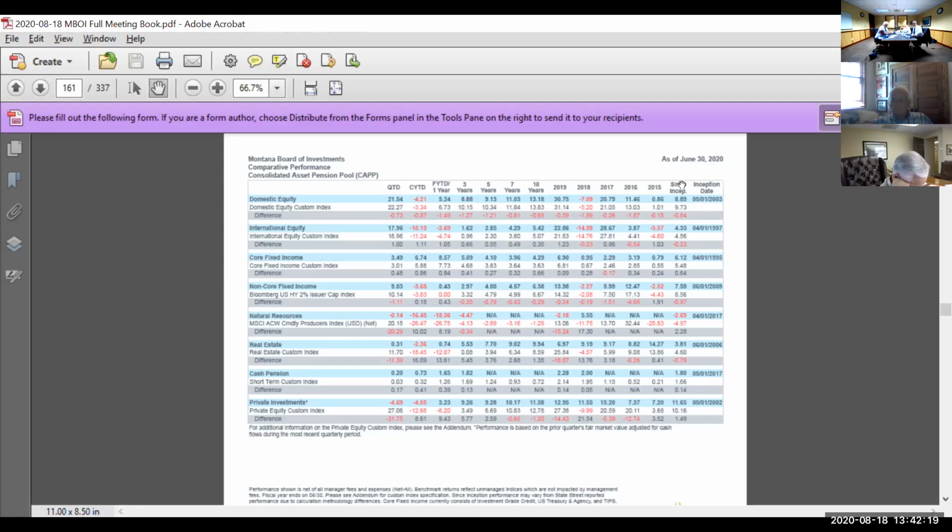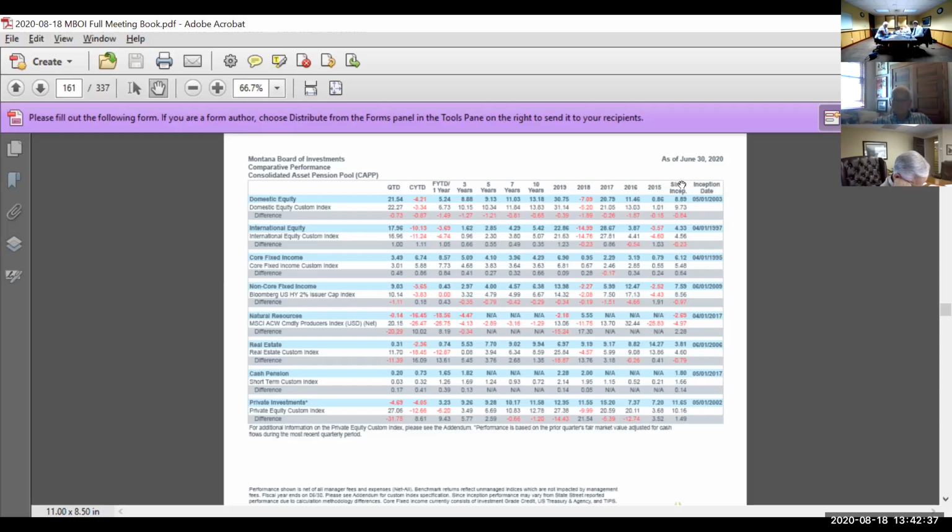Thank you. Yeah, and that's going to wash out over time, but I think you talked about it in the last meeting, and it is more fitting. It's not a perfect fit by any means, but it is a more fitting index for the type of investments that you have in the portfolio.